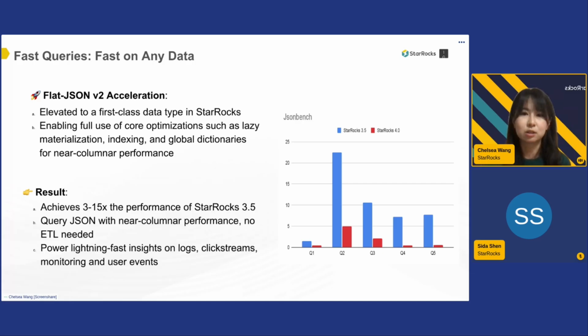Like you can still use all the JSON functions you like and query it as normal. And under the hood, StarRocks will take care of all the acceleration, both from the storage side and the execution side, to get you near columnar performance. So now we can finally do real-time analytics on the JSON directly, whether it's log analytics, your monitoring system, or your user behavior, we can do that.